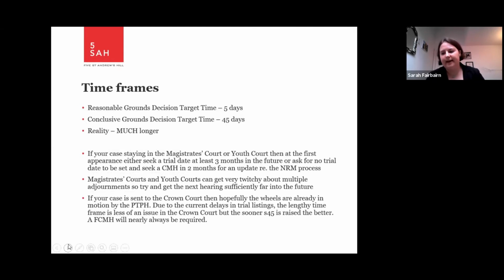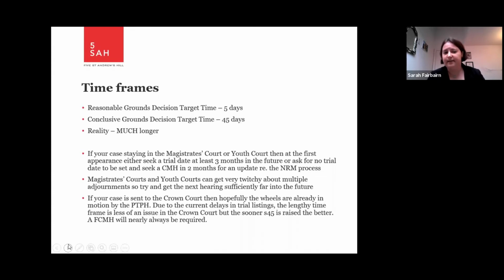So when an NRM referral is made, there will be a reasonable grounds decision and then a conclusive grounds decision. And John's going to talk to you in more depth about what those involve. But in terms of the timeframes, you should get your reasonable grounds decision within 5 days, and you should get your conclusive grounds decision within 45 days. But anyone that has ever done one of these will tell you that that never happens. The reality is it's much, much longer.